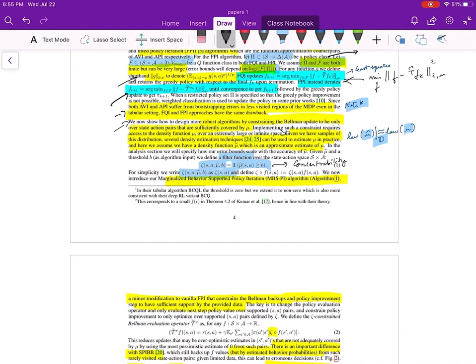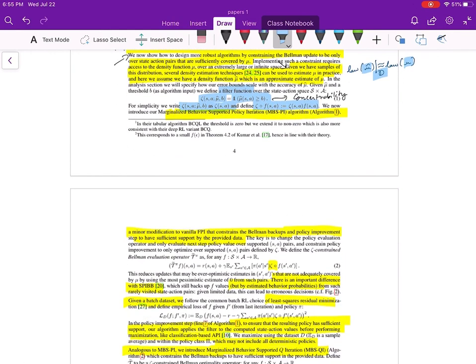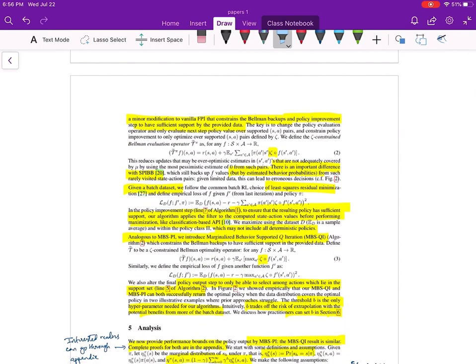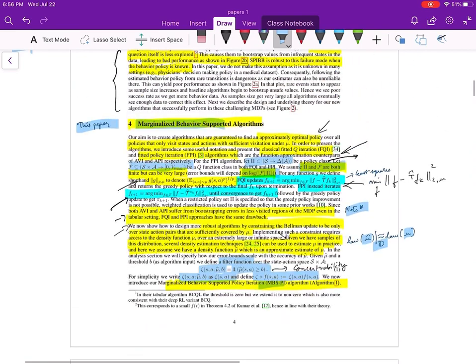Let's go ahead. They define a composite function. Now they introduce MBS PI, which is algorithm 1. Let's go ahead with reading this text.